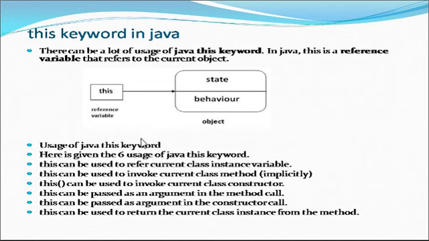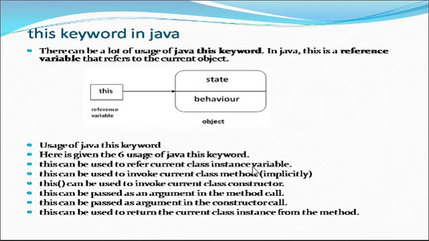Basically, there are different uses of the Java this keyword. Here are 6 uses of the Java this keyword. Firstly, this can be used to refer to the current class instance variable. Suppose you have a class, the student class, and that class has two instance variables, like student has two fields. First is student name, second is student age. This is a use of the this keyword.